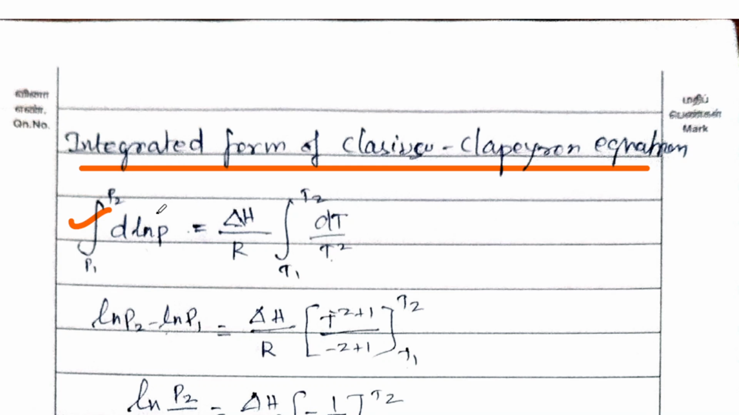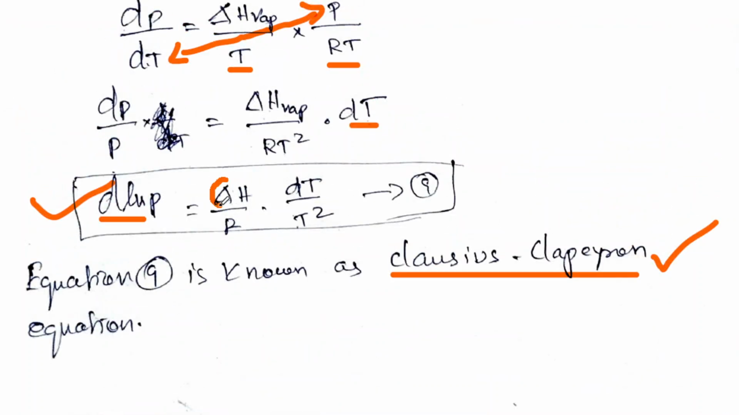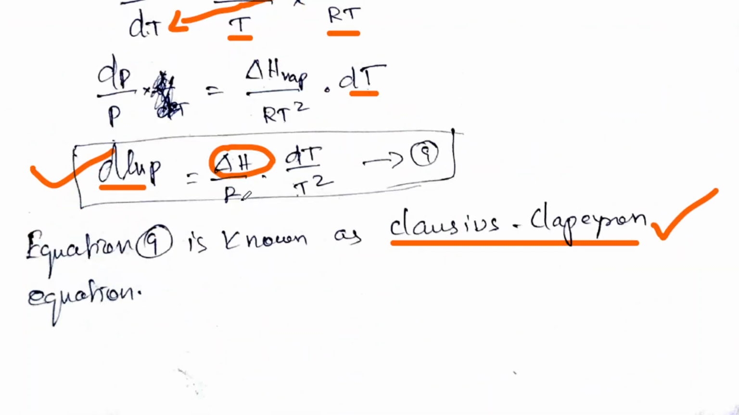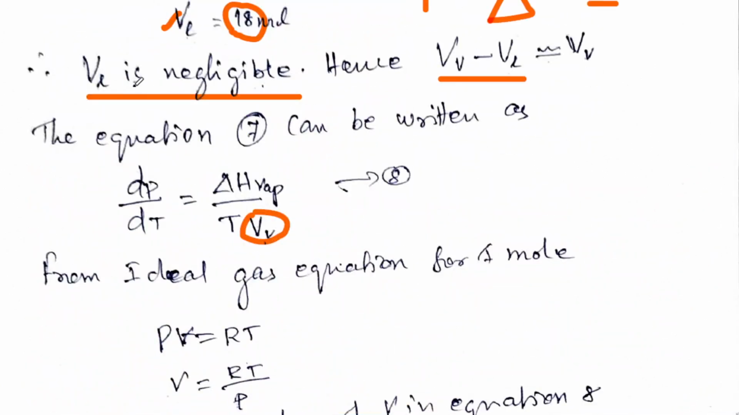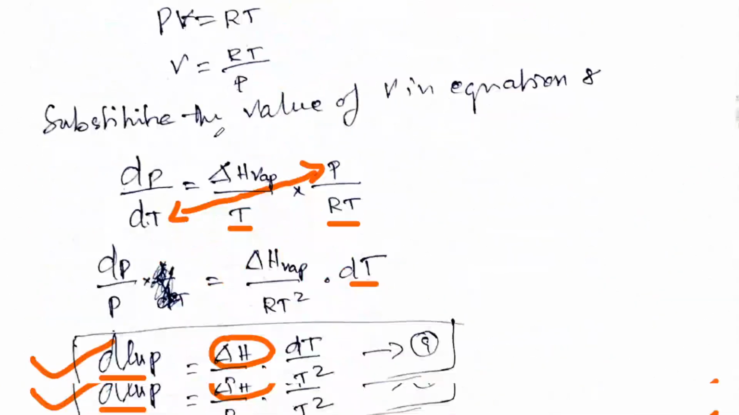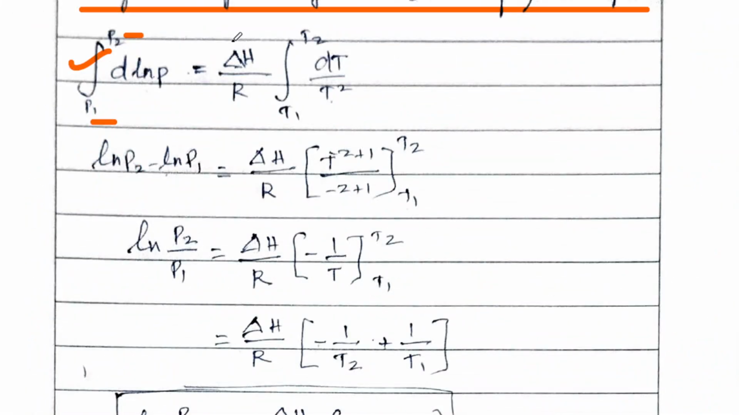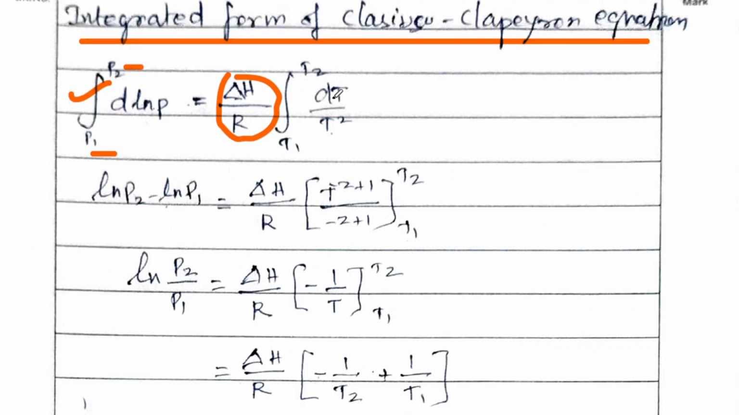You can see here the integration of dlnP from low pressure to high pressure. Similarly, integrate the delta H. I consider the change in the volume to be negligible during this process, and therefore I take delta H as constant and bring it out of the integration. Therefore, delta H by R, and then integrating dT by T square as here.